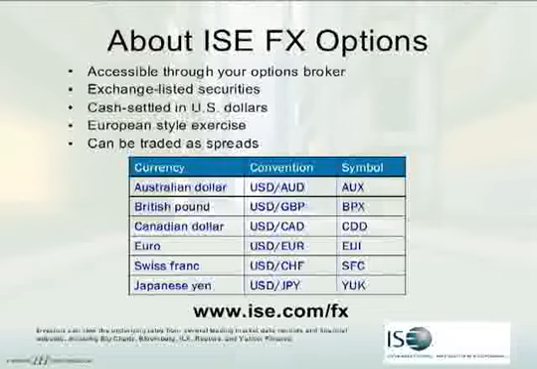If you're looking at the British pound, that's the US dollar, GBP, and that symbol is BPX. The Canadian dollar pair is CDD. The euro dollar pair is EUI. The dollar Swiss franc pair is SFC, and the dollar Japanese pair is YUK.